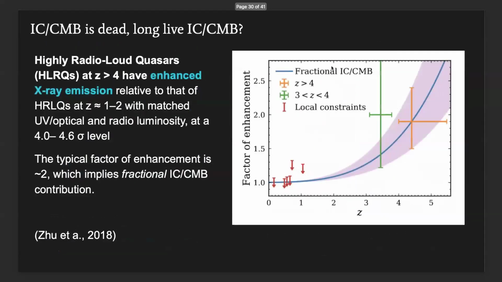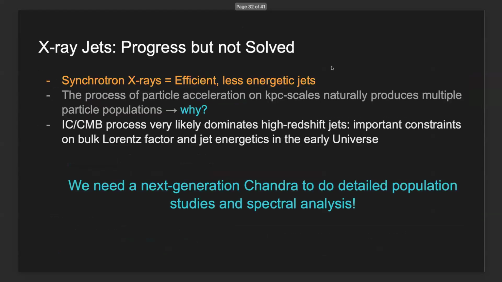I'm going to skip through these slides really quick and just go to the conclusion slide. So I think we've made a lot of progress in understanding X-ray jets. I mean, Chandra opened this to us as a thing that we need to understand. And I think we know now that probably the second synchrotron model is correct for lower redshift jets, but we still don't understand why nature does this. Why do we have multiple particle populations? And then what does it mean when we start to detect these high redshift jets?